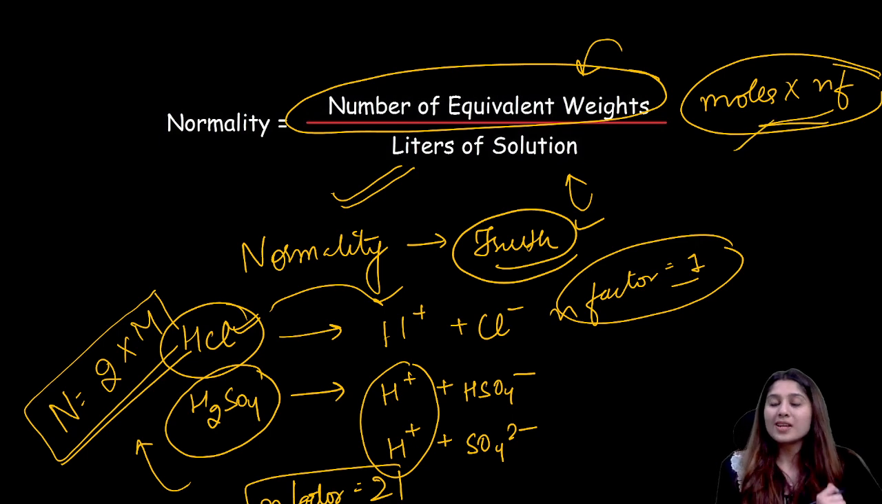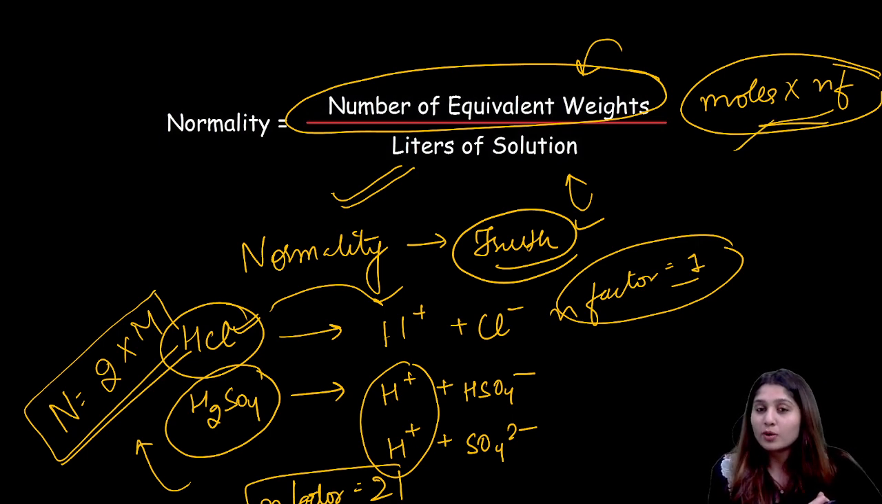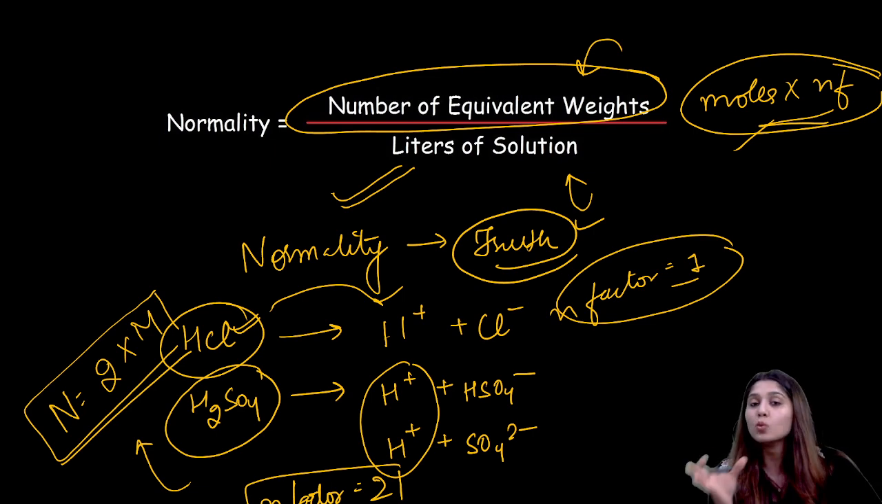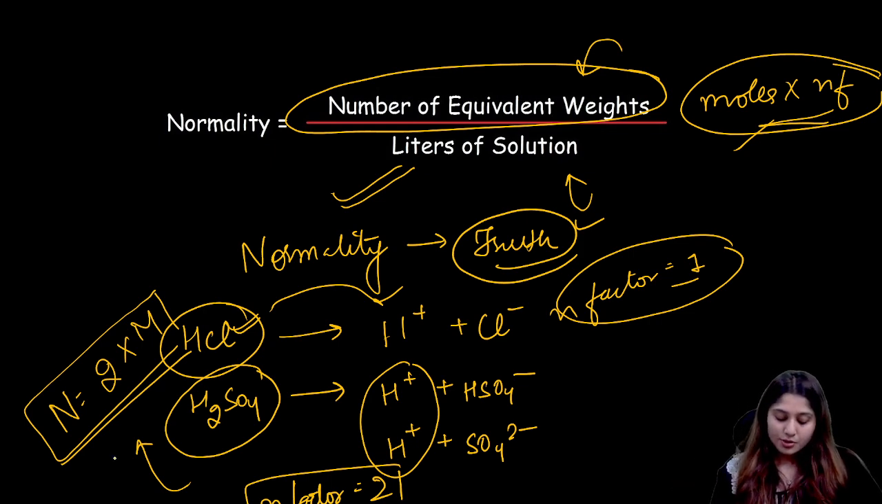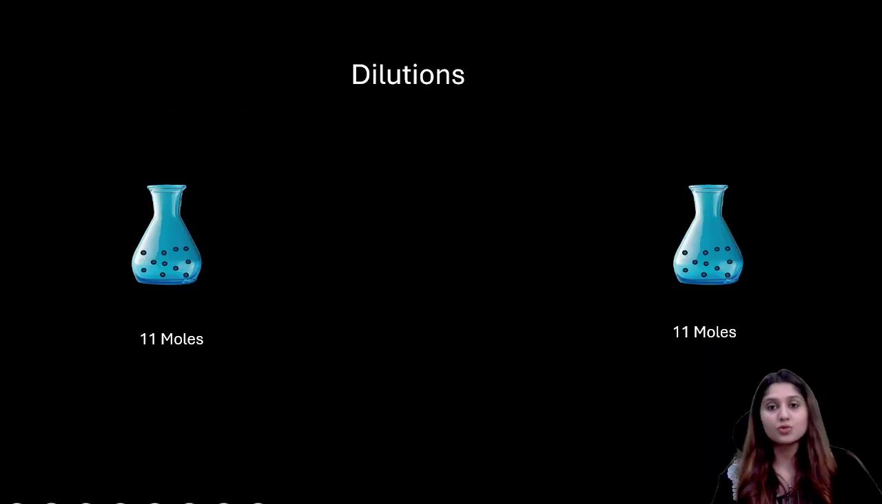There are different ways to calculate this N factor, which we may talk about later because that will be a lengthy video, but I hope we understand how moles are different from gram equivalence, and in what cases they both will be the same, of course where the N factor is 1, and in what cases they will be different, of course where the N factor is not equal to 1. Okay, so moving on, we have the next part, which is talking about dilutions.